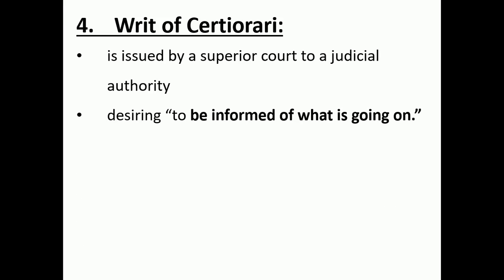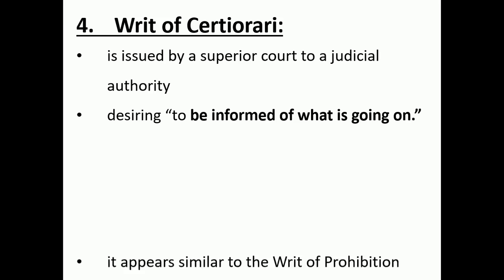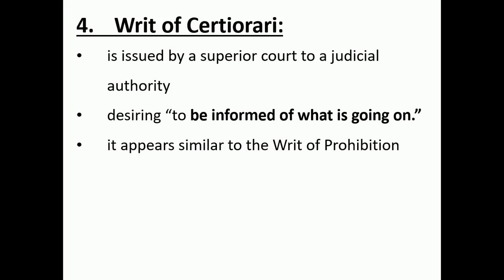It is about desiring to be informed of what is going on. So what is the order or what is the particular notice given by a superior court to a judicial authority? The superior court is asking the judicial authority to be informed of what is going on. So it's the responsibility of the judicial authority to inform the superior court what is going on.